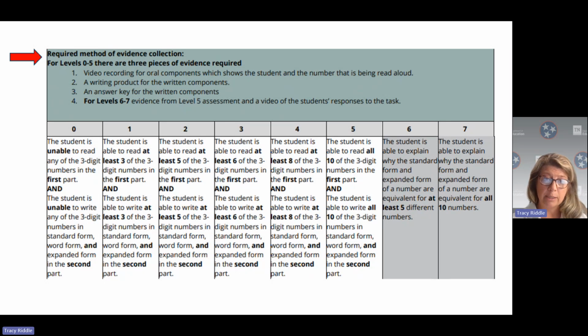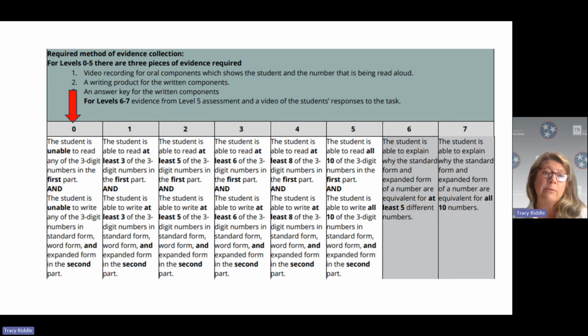The second part is where they write the numbers out in standard form, word form, and expanded form, and you must also upload the answer key for the numbers that you say. Finally, if students are ready to score at level 6 and 7, you must upload the level 5 assessment and the video of the students' responses. Now let's look at the rubric on how to score the work.